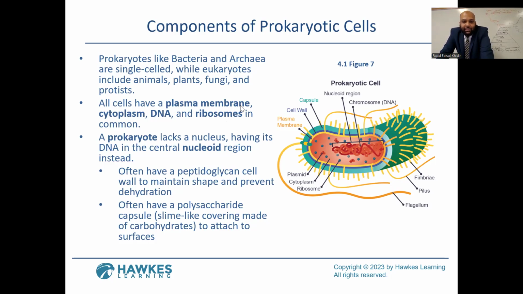All cells have a plasma membrane, a cytoplasm, DNA, and ribosomes in common. So whether you are a prokaryote or a eukaryote, you gotta have these four.